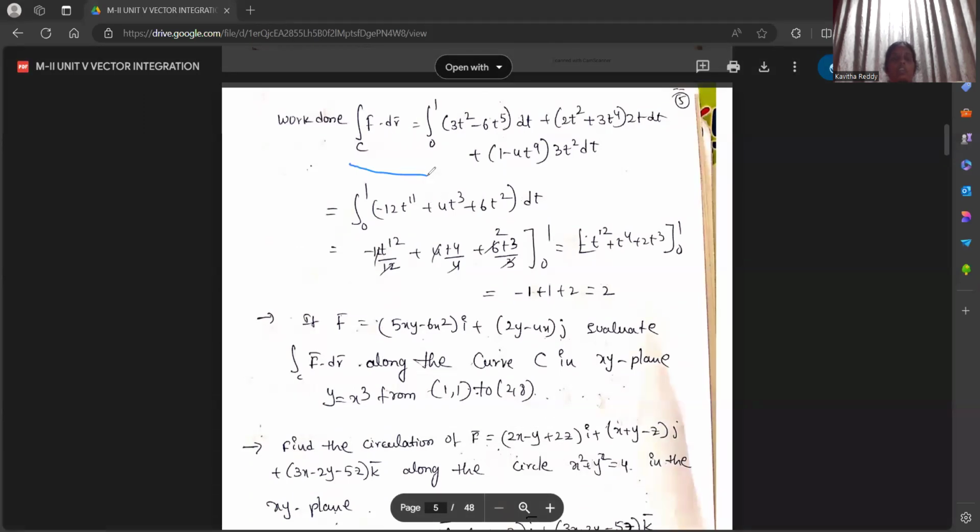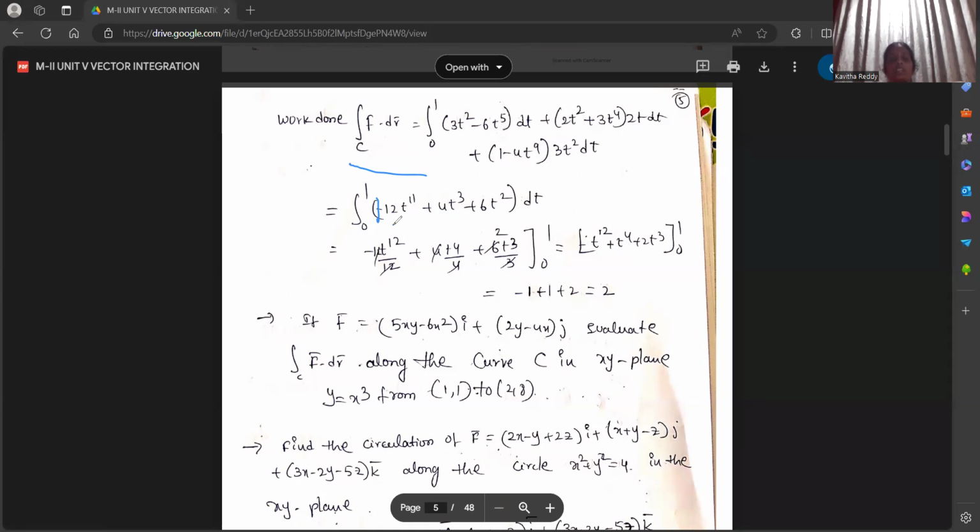So the work done is the integral of F bar dot dr, from 0 to 1, of 3t square minus 6t to the power of 5 dt plus 2t square plus 3t to the power of 2 into 2t dt minus 4, wherever x equals t, y equals t square, z equals t cube. Then dx equals dt, dy equals 2t dt, dz equals 3t square dt. Substitute all of this, and you get everything in terms of t.